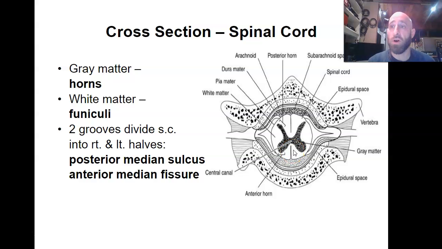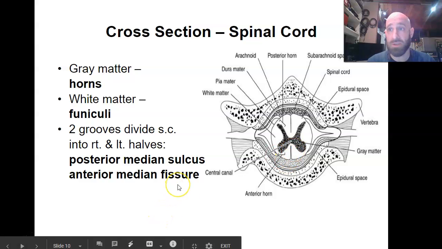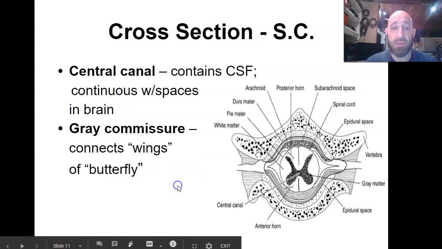The difference between a sulcus and a fissure is that a fissure is larger, so you can see it's a little bit deeper here. How do you remember that? Well, if I'm sad, I want to sulk, and if I want to sulk, I don't want to be in the front of the room. I want to sulk in the back of the room where no one can see me. So the sulcus is in the back, posterior median sulcus. It's sulking in the back. So that's just a way to remember it. But the sulcus is going to be posterior, and the fissure is going to be anterior. And this is just some terminology and some anatomy you need to know.